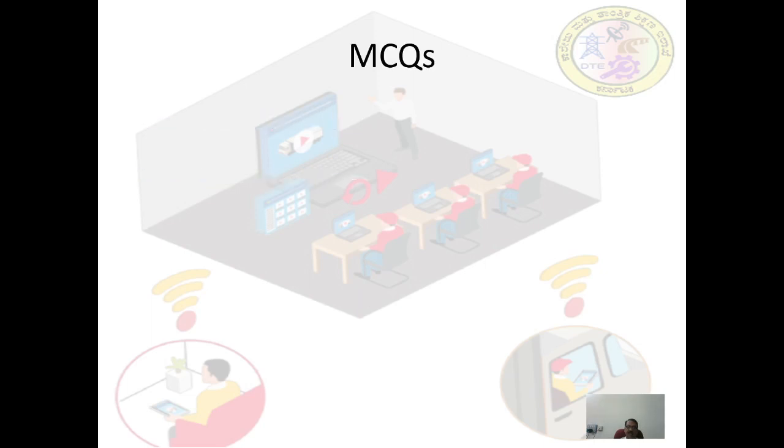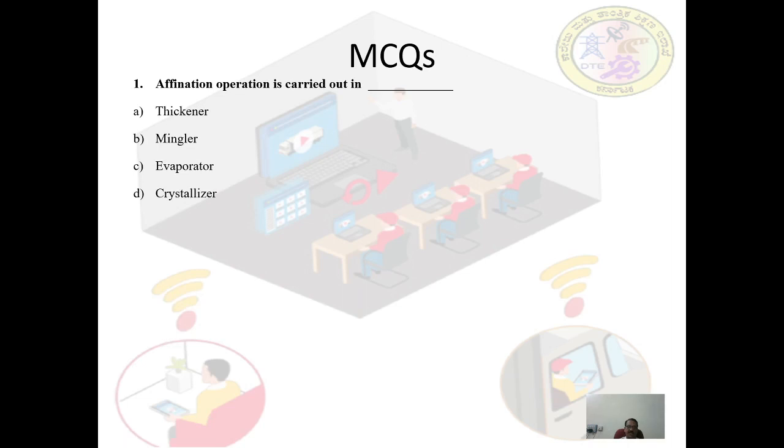Let us see some of the MCQs. Number 1, affination operation is carried out in dash. Option A, thickener. Option B, mingler. Option C, evaporator. Option D, crystallizer. Option B is the right answer. It is mingler.